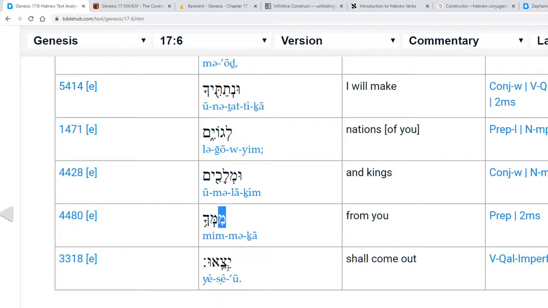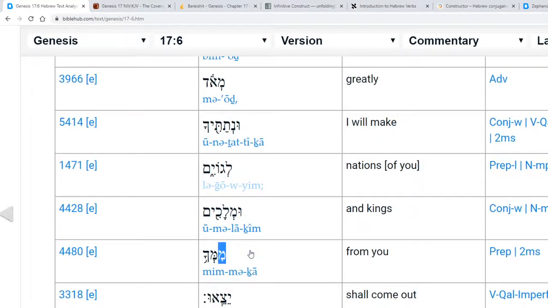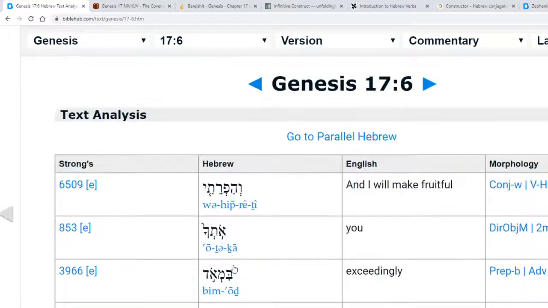Yetzeu, right? I would say the root here is tzadi aleph hey. That's to come out, right? Yetzeu will come out. It's in the imperfect. Yetzeu will come out in a third person masculine plural. And yeah, I think tzadi aleph hey is the root there.